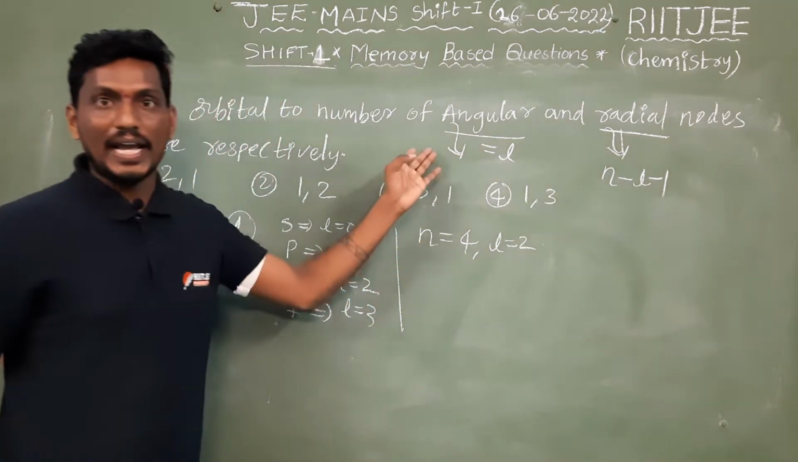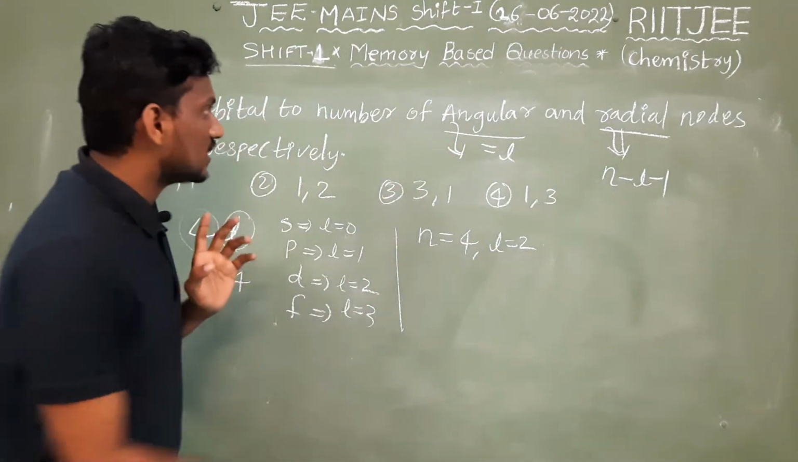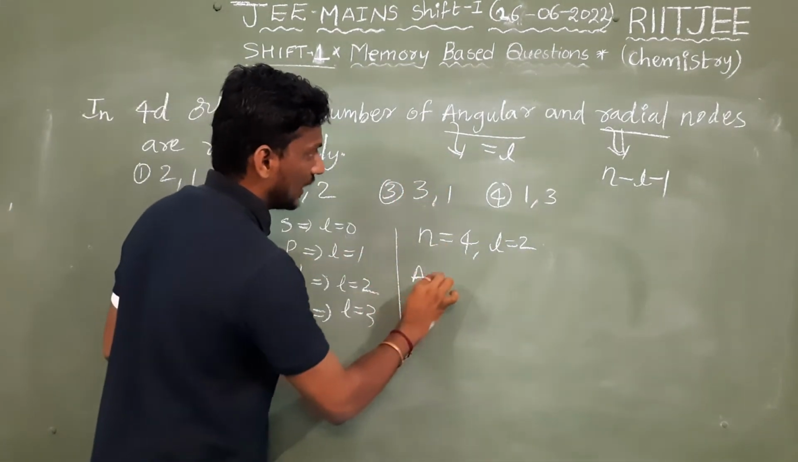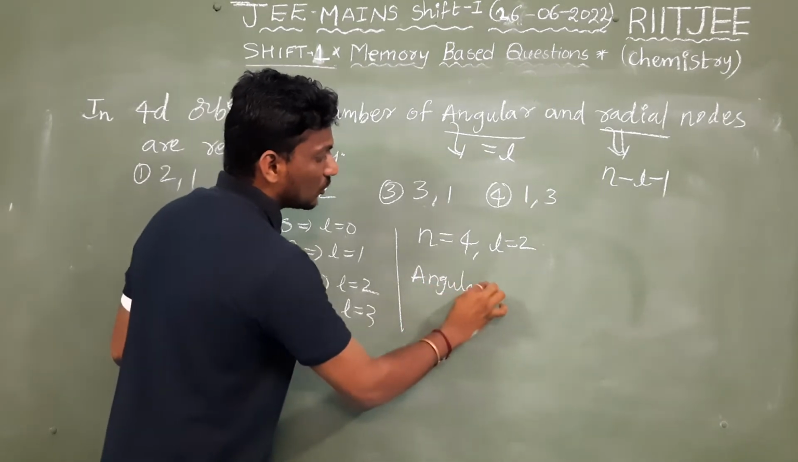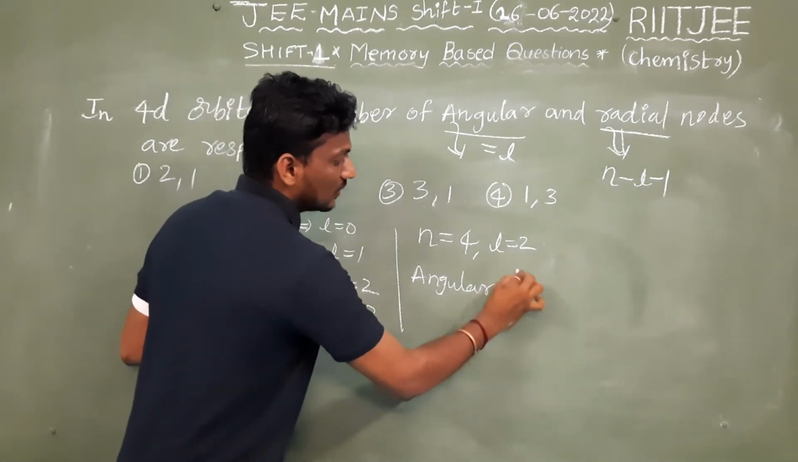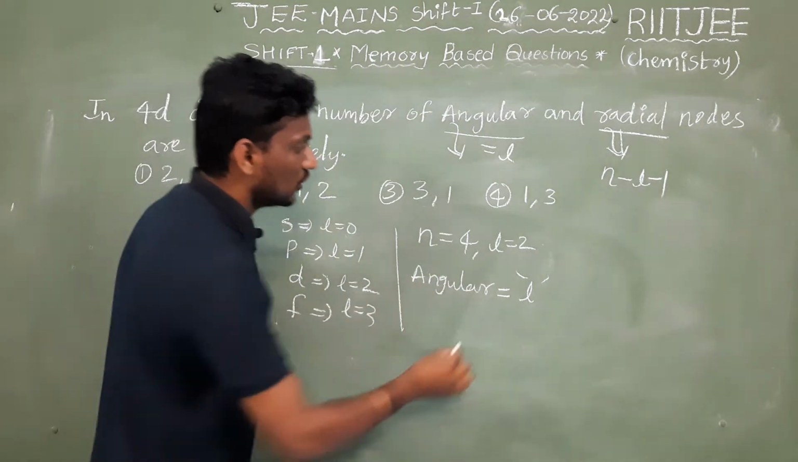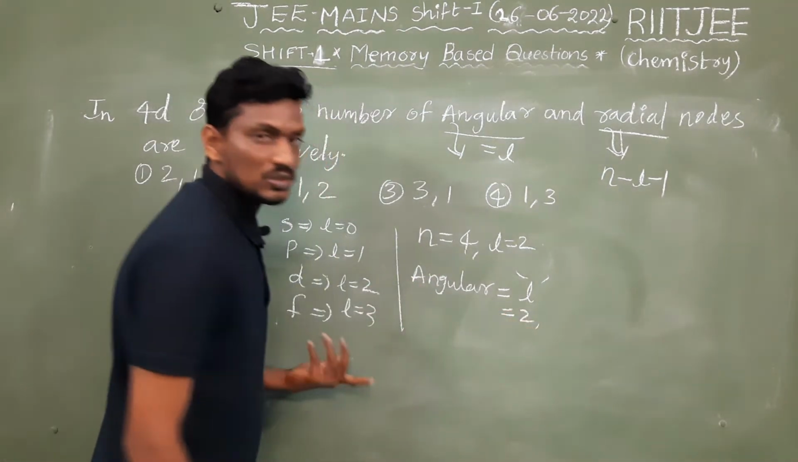Let us find out the angular nodes and radial nodes. First, let us see the angular nodes. The angular nodes formula is L. What is the L value? 2. Angular nodes are 2.